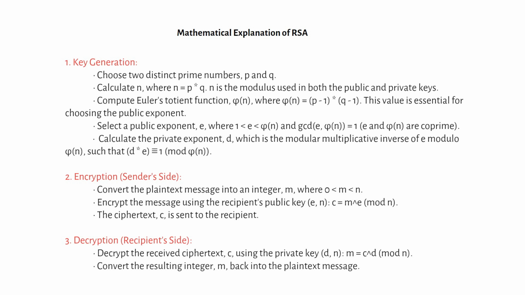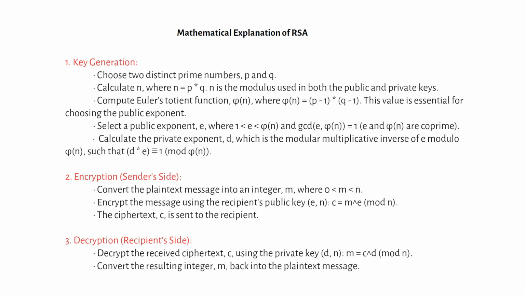So after finding Euler's function, select a public exponent e, where e lies between 1 and phi of n, and GCD of e comma phi of n must be equal to 1. E and phi of n are coprime. Calculate the private exponent d, which is the modular multiplicative inverse of e modulo phi of n, such that d times e equals 1 mod phi of n. So this is how they create the key pair.